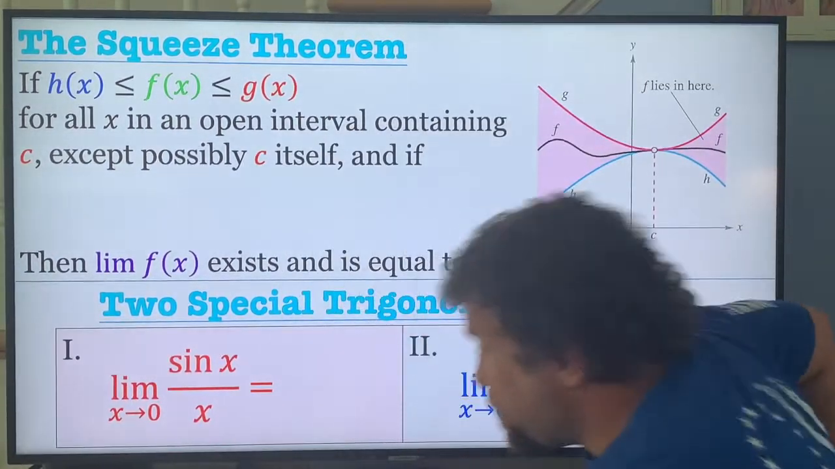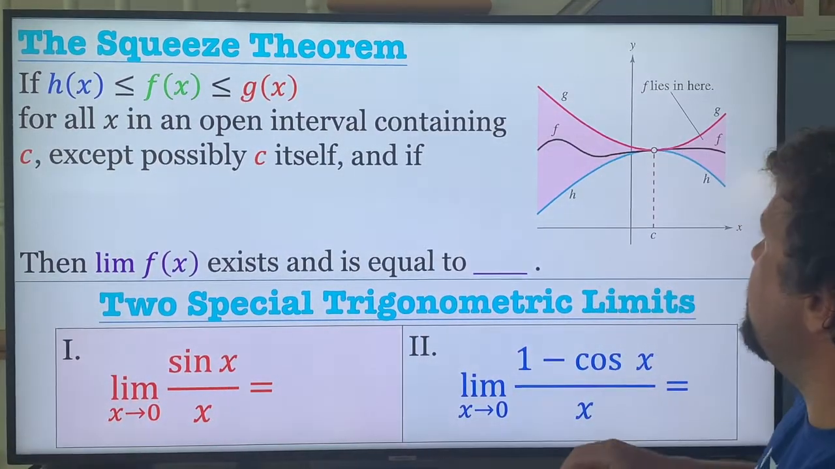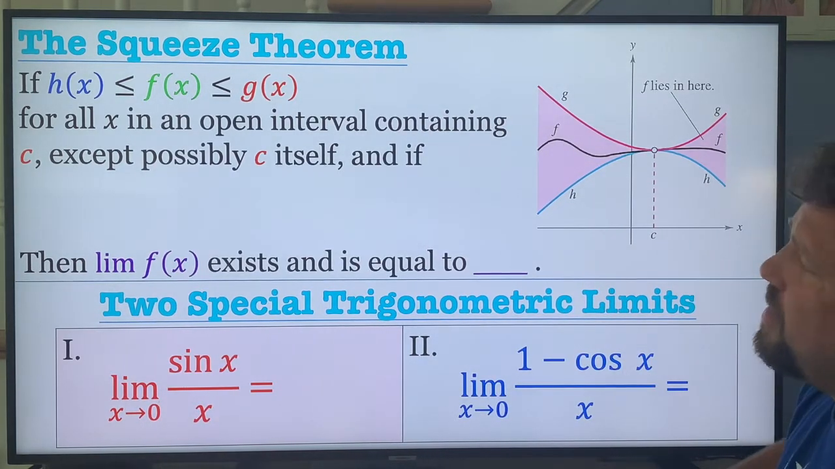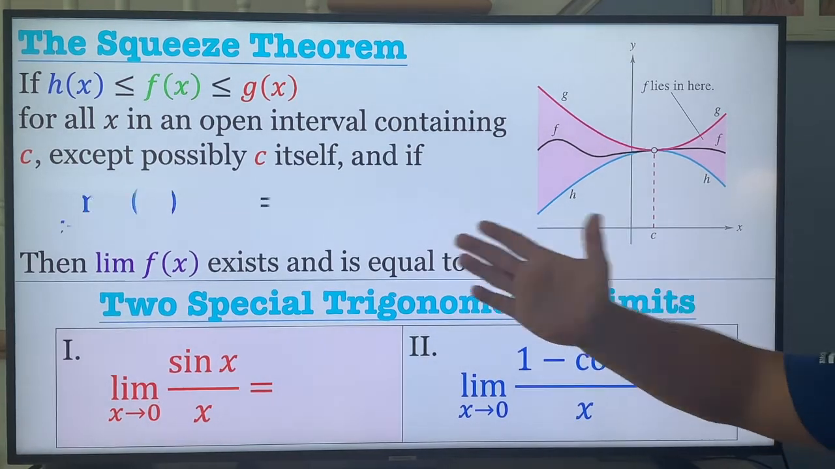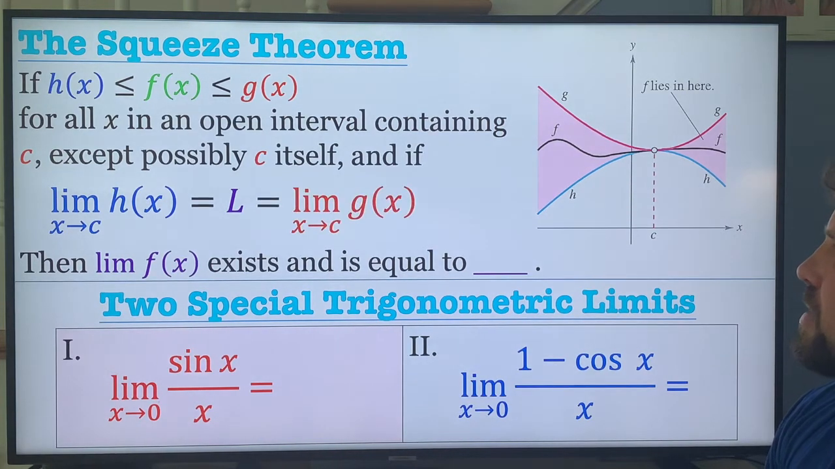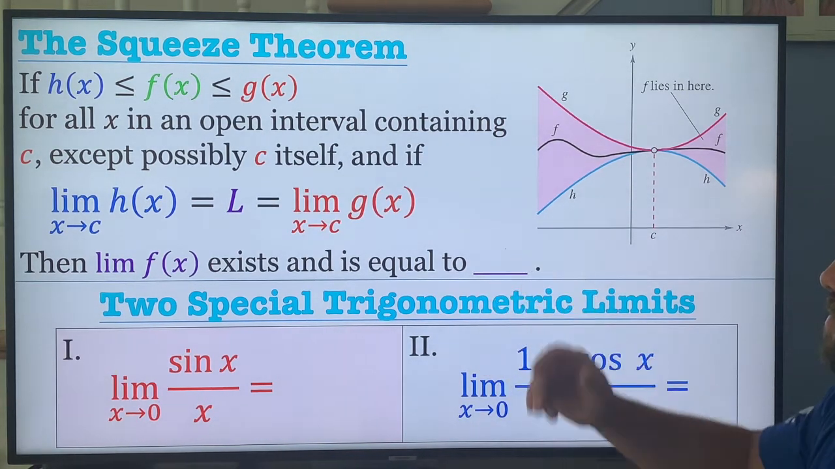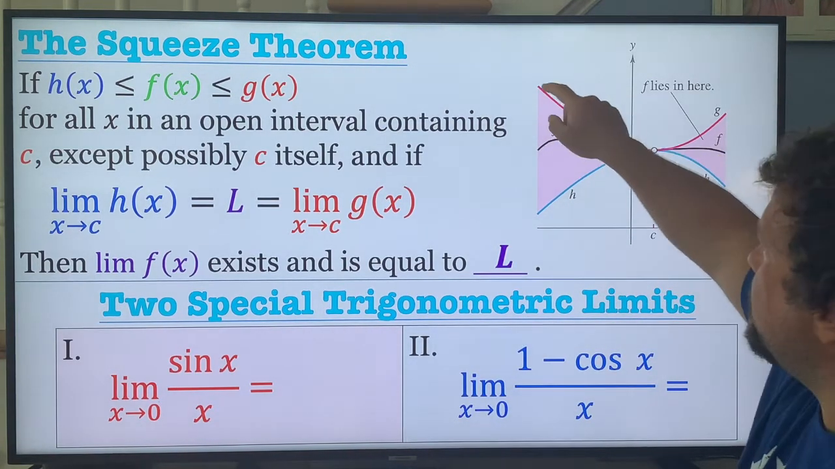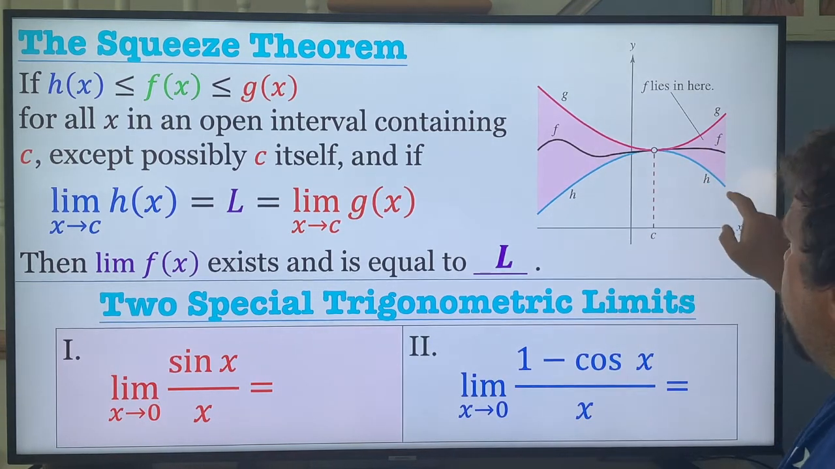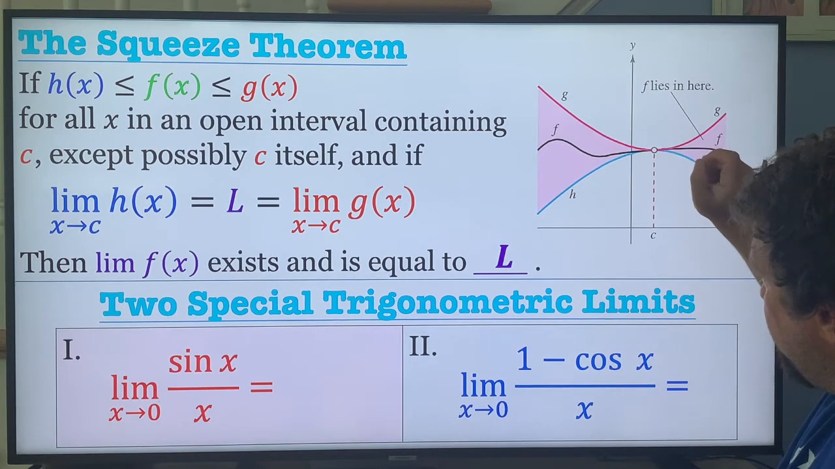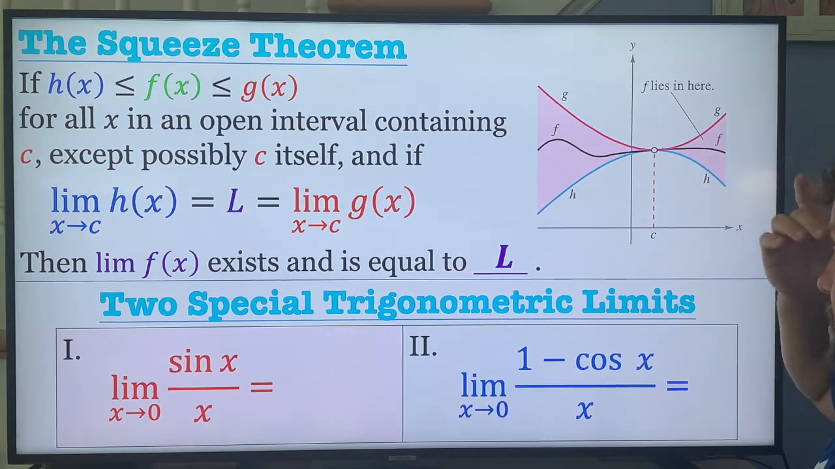All right, squeeze theorem. If h of x is less than or equal to f of x is less than or equal to g of x for all x on an open interval containing c, except possibly c itself, then the limit of f of x exists and is equal to L. What does this mean? The limit of h of x and the limit of g of x equal each other, equal L. You have a graph here, okay? What happens is if I take a function above that graph and below that graph, I can find out where these functions meet. Even if it's undefined at that point in the graph, I can find out that point by equating these two functions to each other.